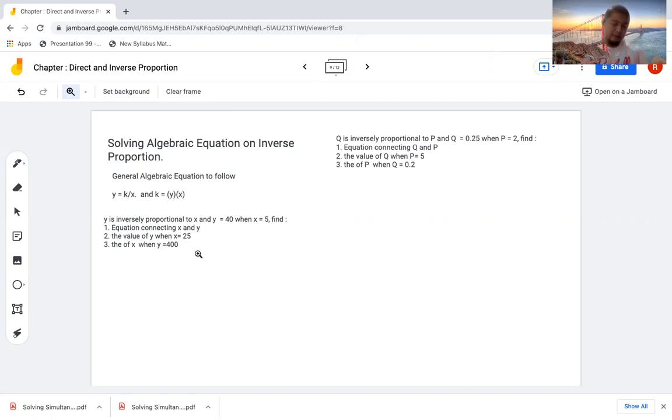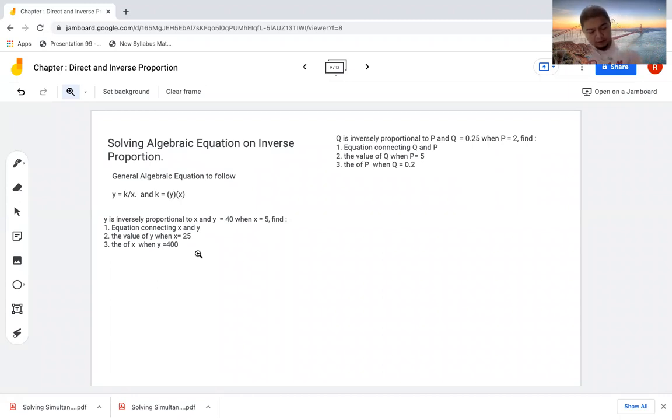All right. Now, the procedure for this one is just the same as the procedure on how to find direct proportion. So we have these three steps. Number one, make the general equation. Number two, find the value of k. And number three, make the equation for us to get the value of x and y.